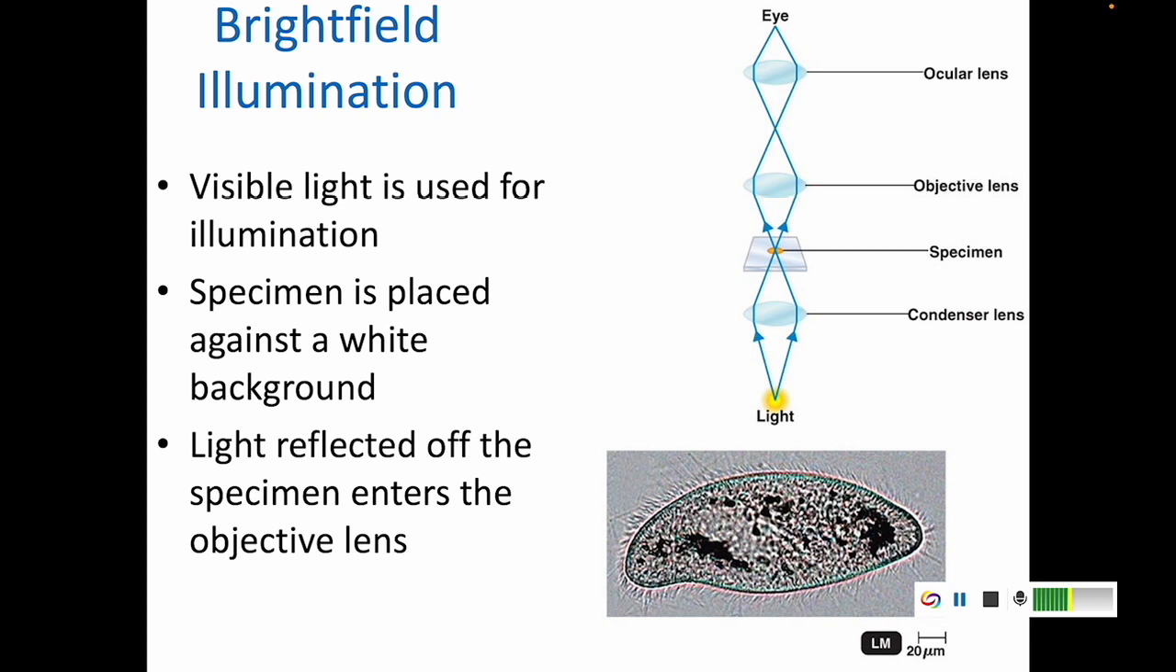The first kind we're going to talk about is brightfield illumination. Brightfield illumination would be the kind of microscope that we use in lab. In this kind of microscope, visible light is used to illuminate your sample. So you have a sample against a white background. You may stain your cell, or your cell needs to show up in some way. And the light that reflects off the specimen will enter the objective lens.